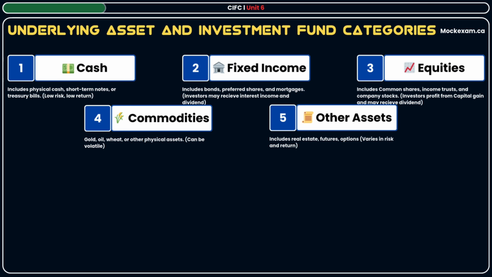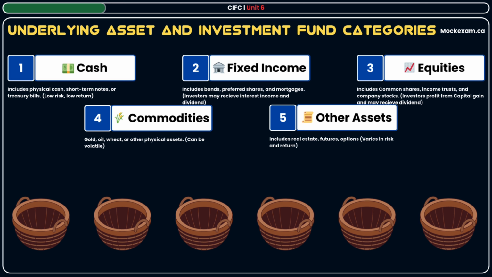What's the point of knowing underlying assets? Based on the combination, like what percentage of number one, cash, and what percentage of two, three, four, five we have in a mutual fund, we categorize mutual funds. You see baskets here. We have one, two, three, four, five, six baskets. So based on what percentage of those top five underlying assets, we're going to categorize mutual funds.